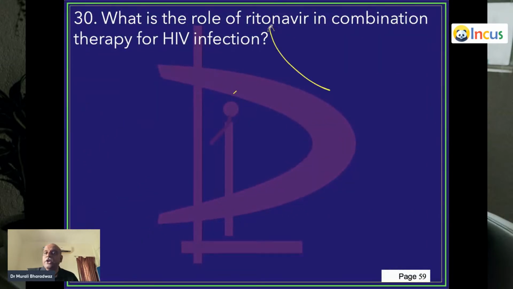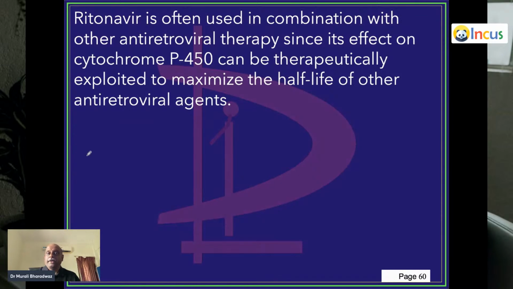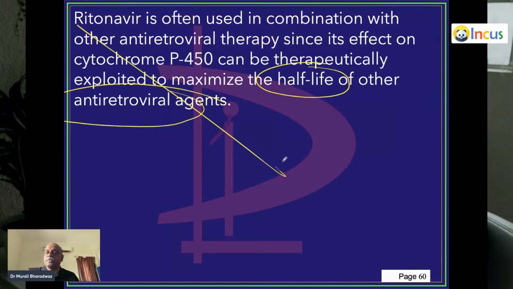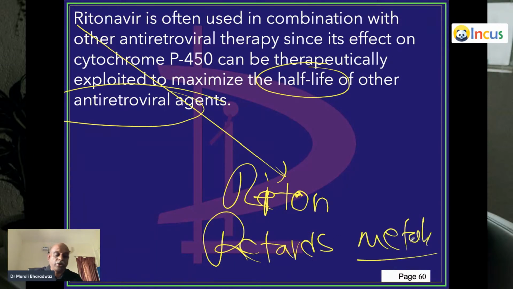What is the role of ritonavir in combination therapy of HIV? Typically, you want to maximize the half-life of other antiretroviral drugs because ritonavir retards the metabolism of all other drugs. That's the reason if you want to increase the half-life of all other drugs, you use it.